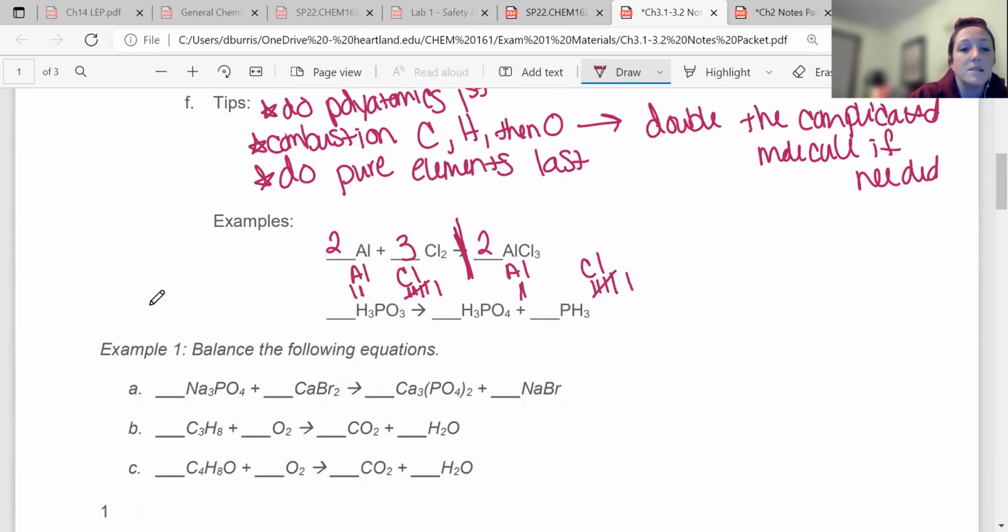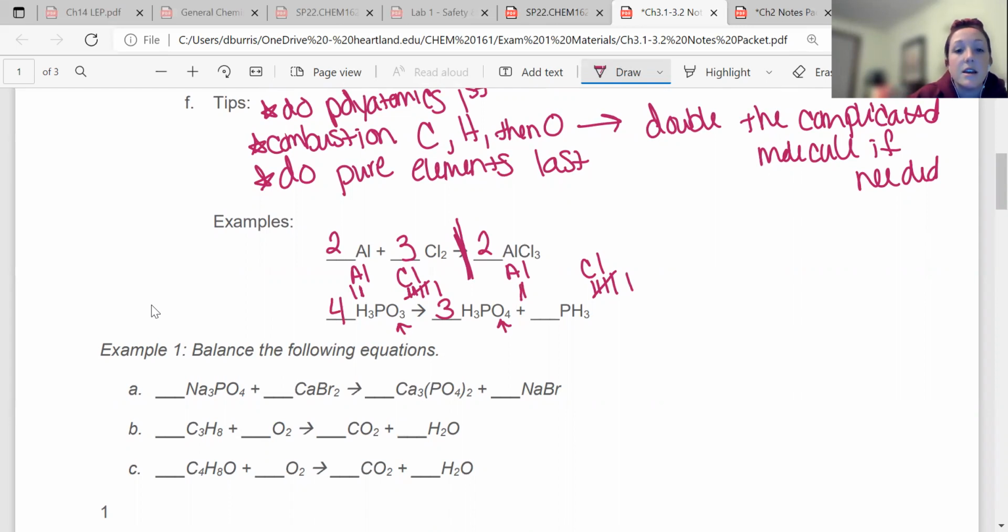Okay. Balancing this reaction, I've got H3PO3, H3PO4, and PH3. Now, remember, one of the tips was if you have an element that's only in one molecule on each side, do that one first. So I'm actually going to do oxygen first. 3 and 4. The only way to get 3 and 4 to balance is to get them both up to 12. So I already know I'm going to have to put at least a 3 and a 4 there. Now my oxygens are fine because 3 times 4 is 12. 4 times 3 is 12.